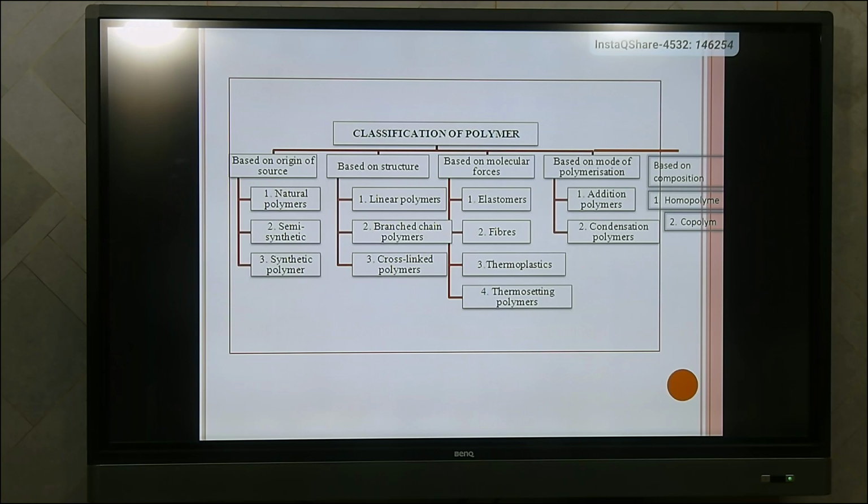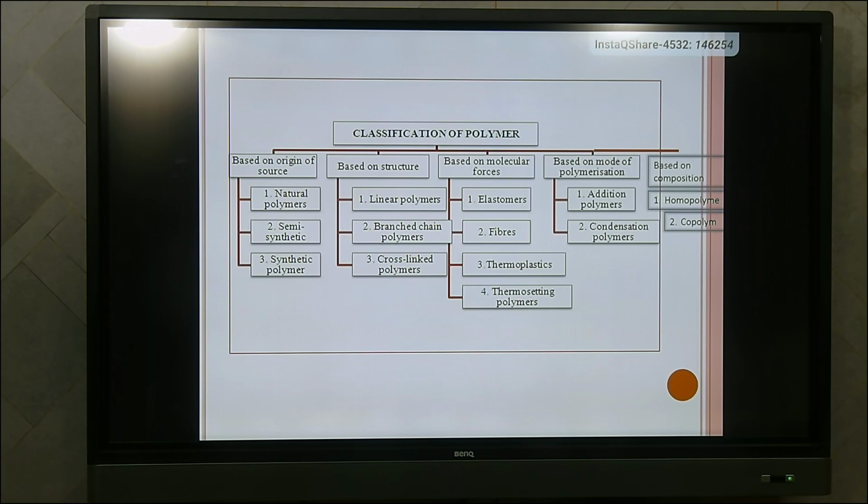The second one is the semi-synthetic polymers, which will have a combination of 50% from the natural resources and 50% from the laboratory. The next one, based on the structure. Any monomers, when they form a bond, they may form a bond linearly. That is, they may have end-to-end bond formation, which will come under the linear polymers.